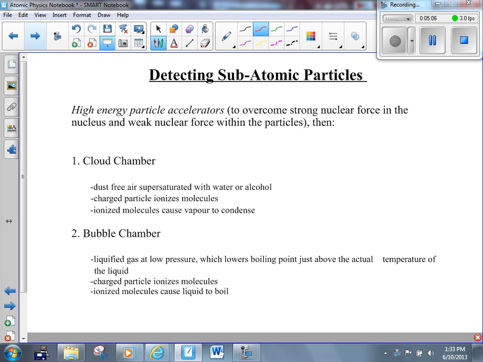As it turns out, electrons aren't made of anything. Electrons are as small as it gets, at least we think they are. But protons and neutrons can be broken down into smaller things.